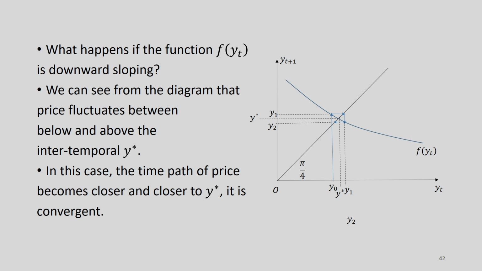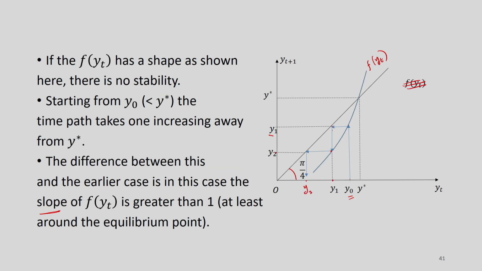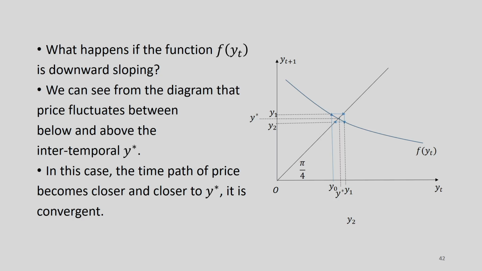So, in both these cases one was stable, the other is unstable. There was one common point, that the f function was an increasing function, right. But what happens if the f function is not increasing? If it is downward sloping, then you have something like this, right. I have drawn this f(y_t) function. We can see from the diagram that price here fluctuates between below and above the intertemporal y star. So, here y star is at the intersection point like before, which is the long run intertemporal equilibrium value.